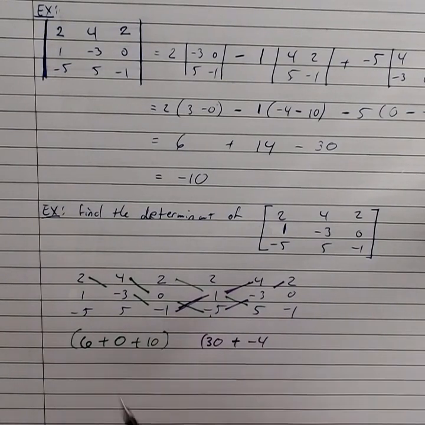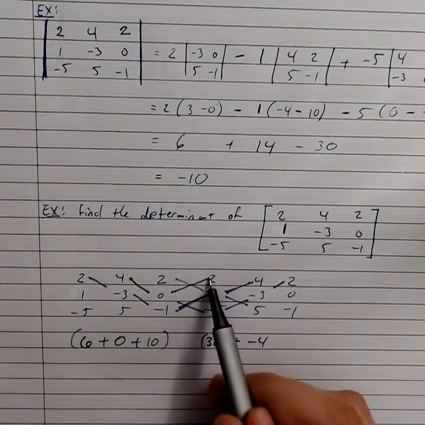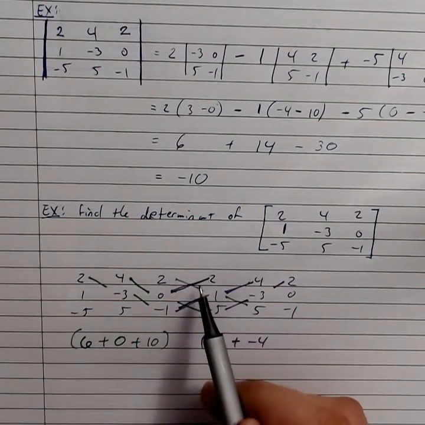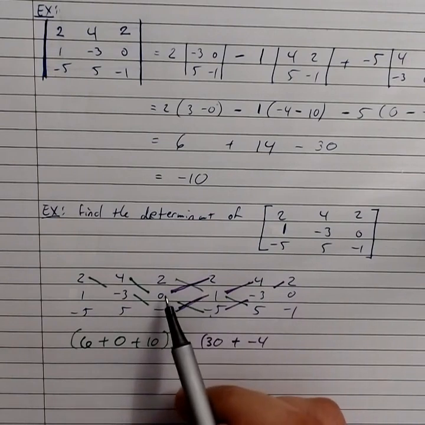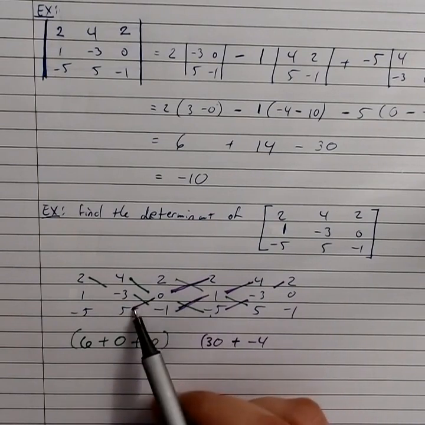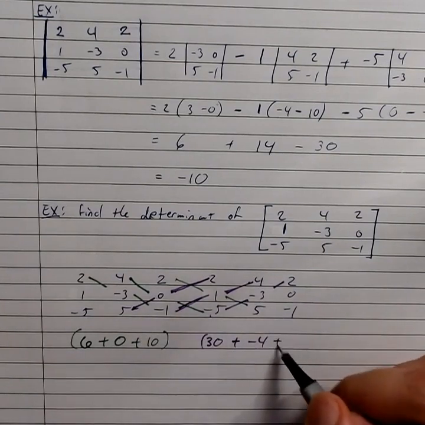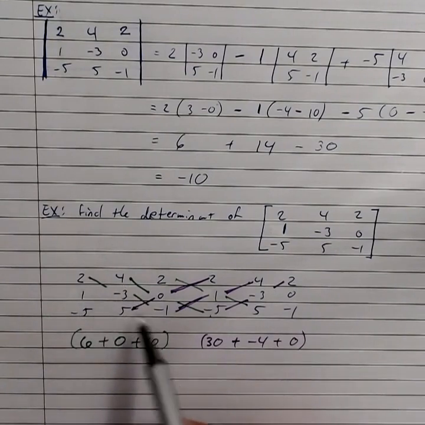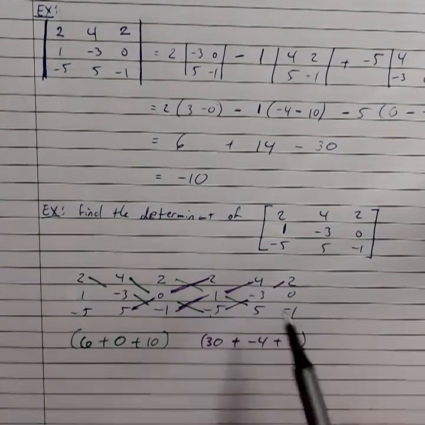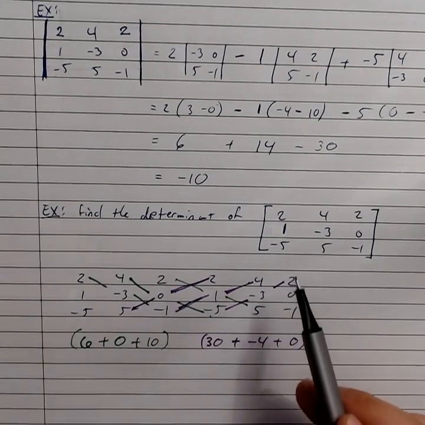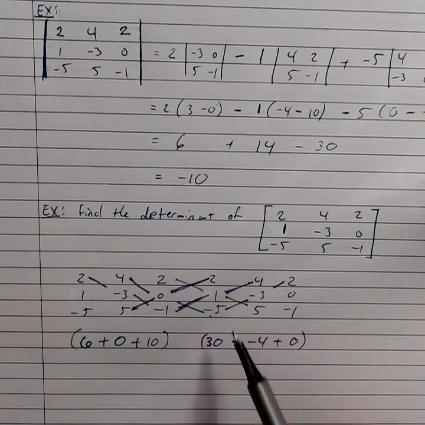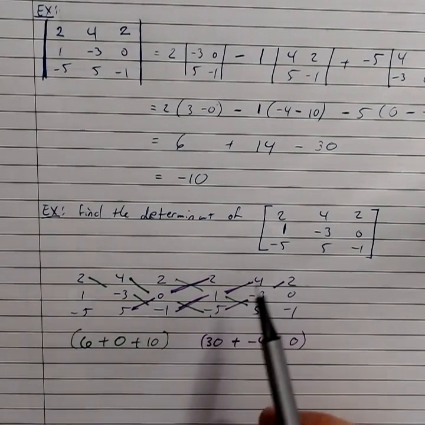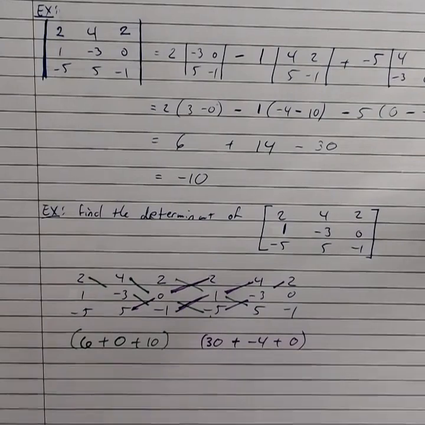And again, we're adding those. And then going back this way, all right, starting from this number, we're going to go down and over, and then down and over. Okay, so 2 times 0 is 0, times 5 is still 0. Okay, so all the ones that have the diagonals going upper left to lower right, you're going to add those together. All the ones going backwards, you're going to add those together separately.